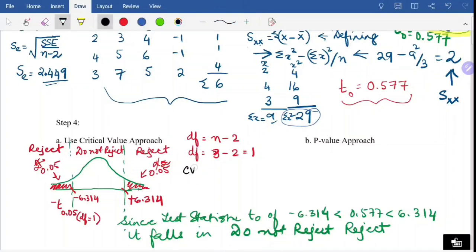The critical value is plus minus t of 0.05 with df equals 1, which comes to a value, so CV, critical value, is plus minus 6.314, and that's what we have here in the diagram. Now we bring our test statistic value, which is 0.577, and we have to show it somewhere in our diagram as well to demonstrate in which region it falls.